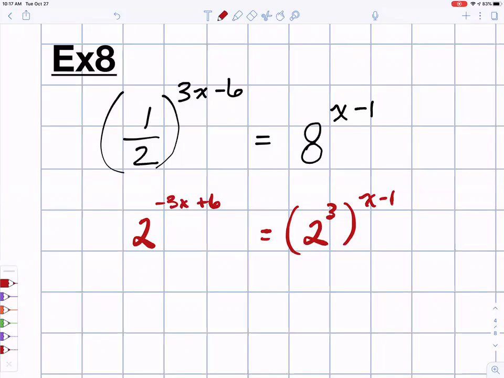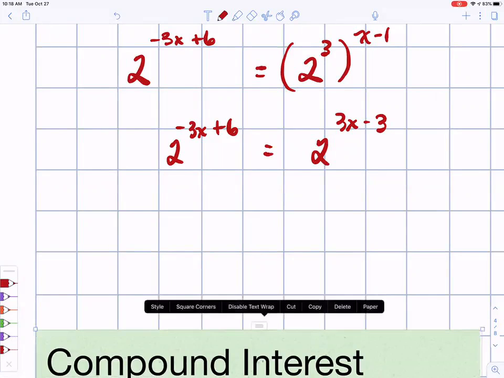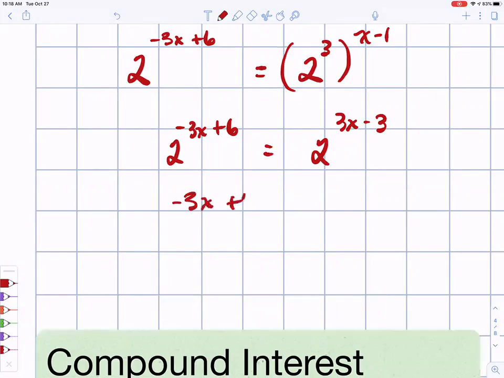You with me? Okay, so now I need to clean up the right side. The right side would have been 2, raise the power to a power, multiply your powers. That's going to be 3x minus 3. This is 2 to the negative 3x plus 6. Bases are alike. So mini equation, negative 3x plus 6 is equal to 3x minus 3. All right, I'm going to personally take this guy to the right side. And so that would be a 3x plus a 3x, so that's a 6x. And then add 3 to both sides, that's going to be what, 9?